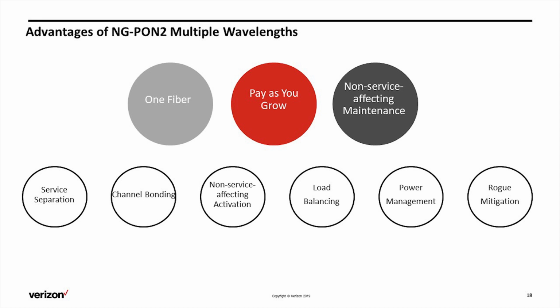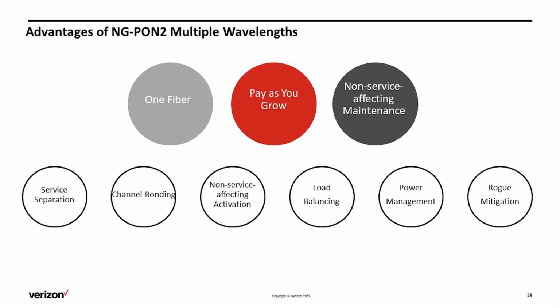This item here, the non-service affecting activation, is an interesting one. In order to range an ONT on a PON, you've got quiet windows interspersed in time on that PON, and those 250 microsecond quiet windows can cause jitter problems for some fairly jitter intolerant services. If you can range all of your ONTs on one of the wavelengths, and then once it's ranged, move it over to whatever its home wavelength is going to be, then you can get rid of that quiet window on all of the other wavelengths and use those wavelengths for more jitter intolerant services. So for example, an eCPRI service that you might want to be using to do front haul for 5G.